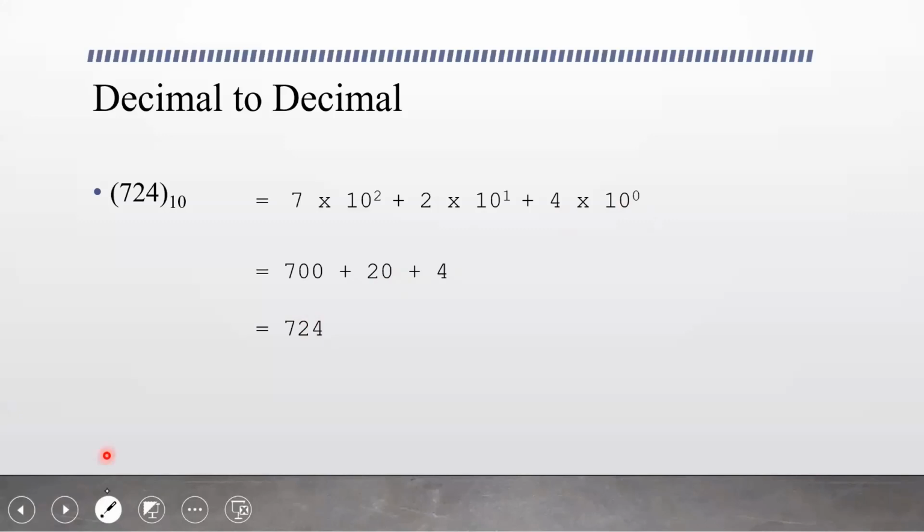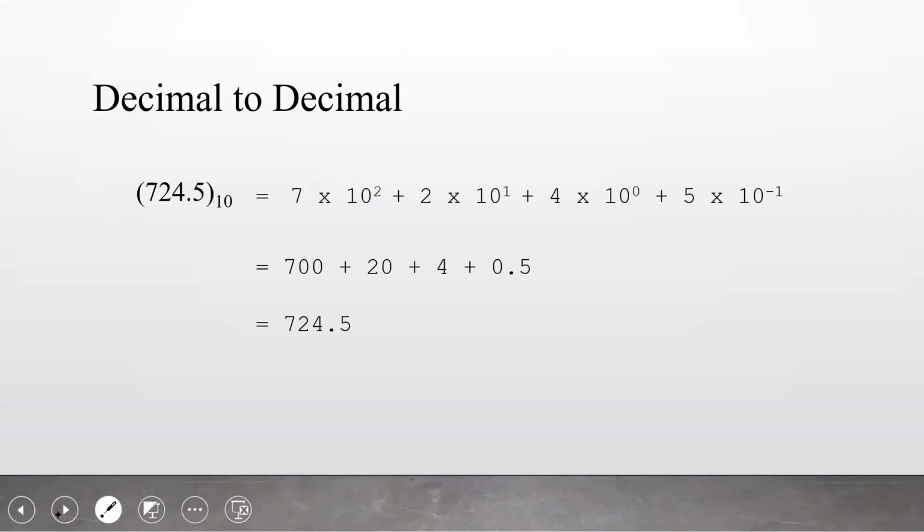Take the first digit and multiply it with the base. The base of the number is 10 here, so 10 power 2, where 2 is the position. It is at the second position: 0, 1, 2. So it is 7 into 10 power 2. And the next digit, 2 into 10 power 1, and 4 into 10 power 0. Multiply and add up those numbers, and you get the decimal number back.